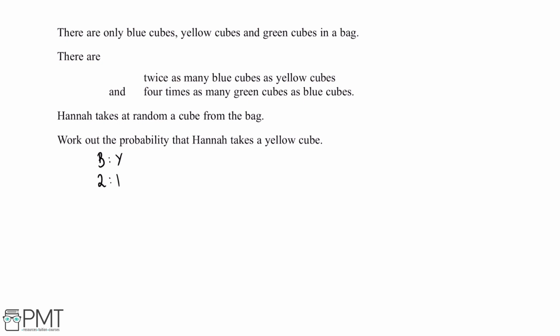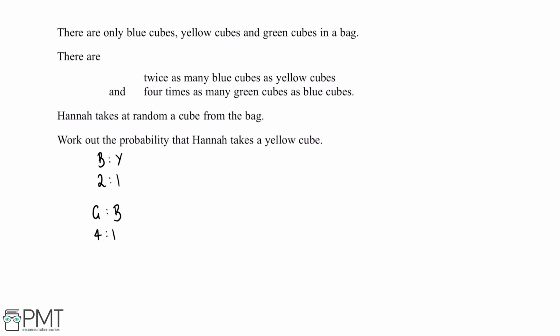Now we can do the same thing for the green and blue cubes. So we've been told there are 4 times as many green cubes as blue cubes. So what this means is the ratio of green cubes to blue cubes will be 4 to 1. So as before, for every blue cube, there will be 4 green cubes, and therefore 4 times as many green cubes as blue cubes.